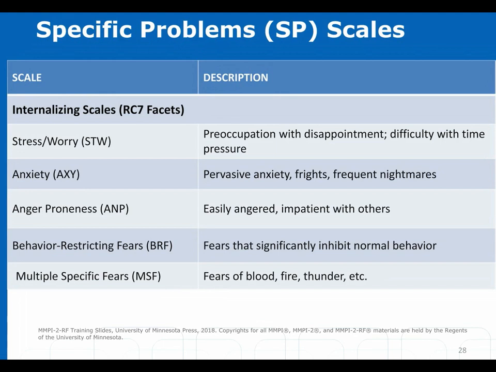And then we have behavior restricting fears, which assesses fears that significantly inhibit normal behavior. You'll often see this scale elevated in cases of agoraphobia. And then finally, we have multiple specific fears. These are a variety of different phobic types of fears, like fears of blood, fire, and thunder.